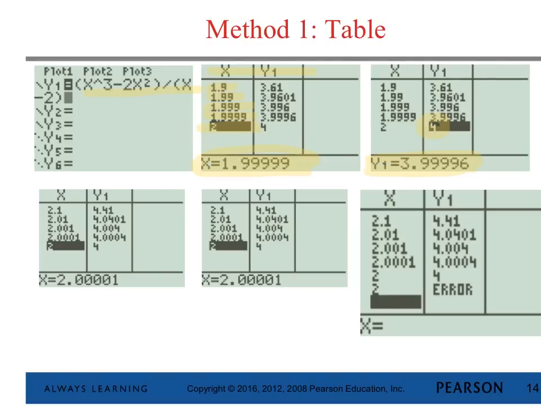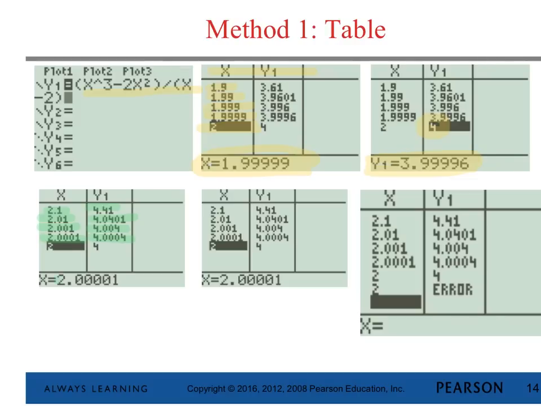Similarly, when you start at 2.1, your calculator is going to say that the answer is 4.41. And when you add a 0 between the decimal and the 1 and put in 2.01, it's going to tell you the answer is 4.0401. And when you add another 0, 2.001, the value of the expression is 4.004. And if you enter that x is 2.0001, then it comes back and tells you that the y value is 4.0004, getting closer and closer to 4.